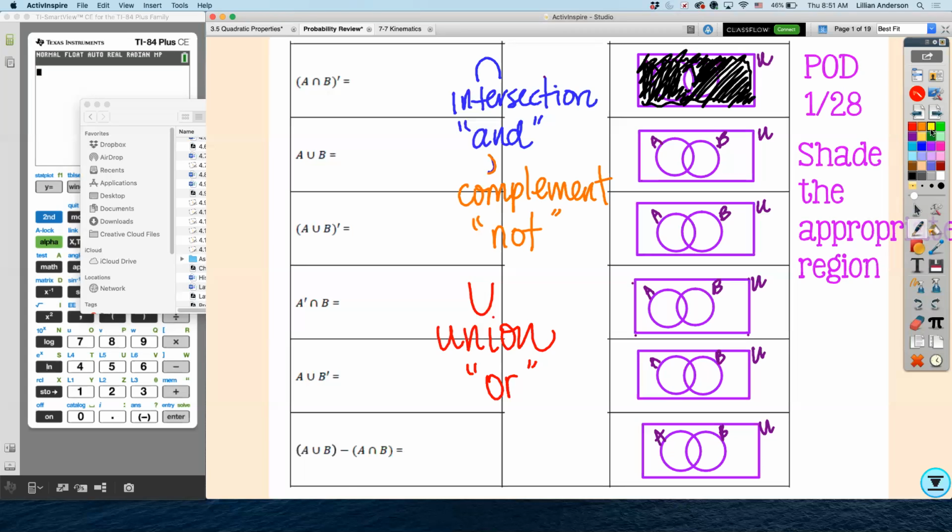All right, let's look at the next one. It says the union between A and B. The union means or. What would need to be shaded?